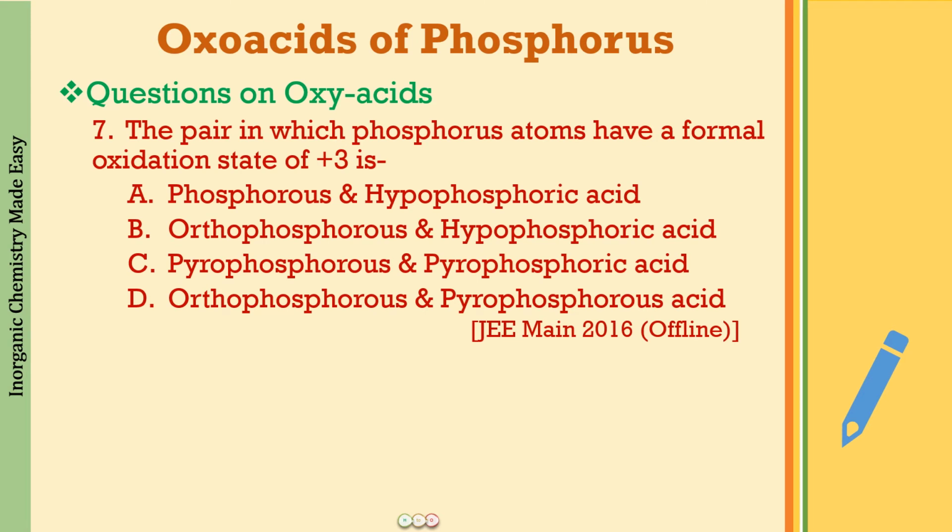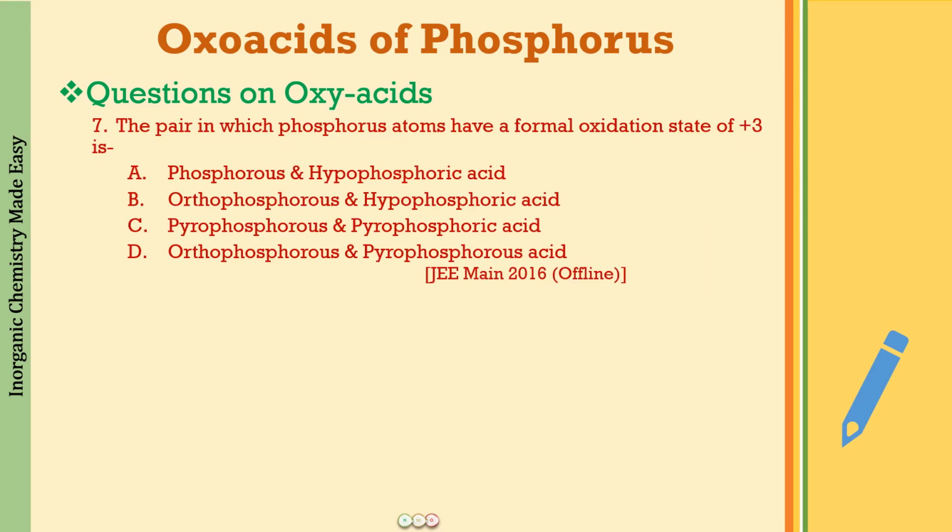Now again we have one more oxidation state question. The pair in which phosphorus atoms have a formal oxidation state of +3. This is phosphorus and hypophosphoric acid, orthophosphorus and hypophosphoric acid, pyrophosphorus and pyrophosphoric acid, orthophosphorus and pyrophosphorus acid. And this is the JEE Mains 2016 question. So I hope you are seeing the importance of the topic for you people, right?